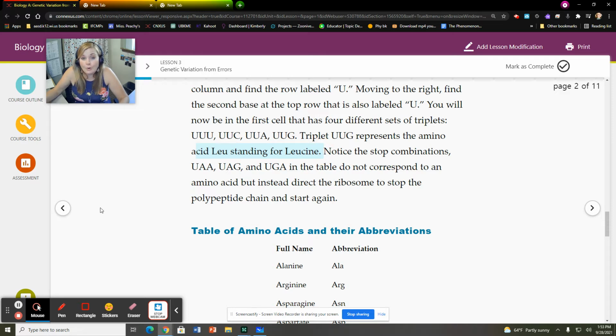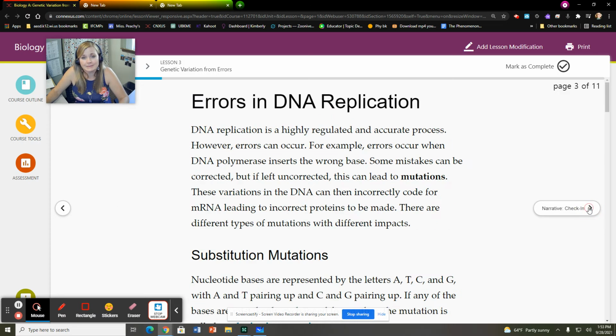So that code is very important. When there are mistakes in the code, that can lead to mistakes in the amino acids, and those can lead to mistakes in the proteins that are made as well. So let's get into some of these errors, shall we?